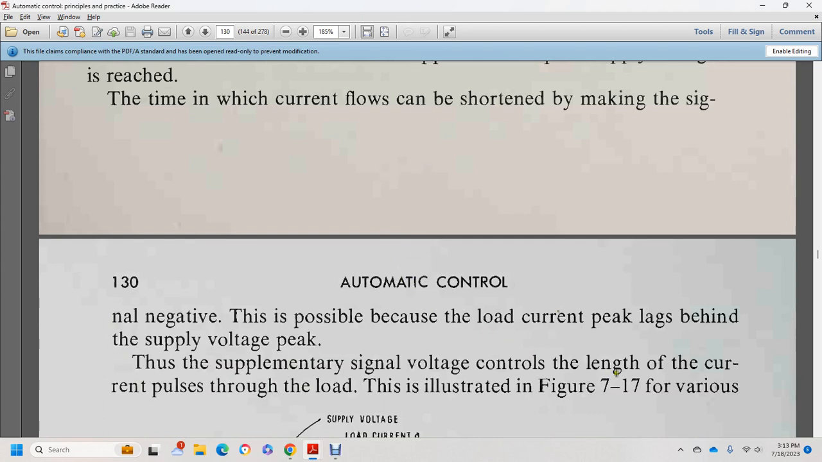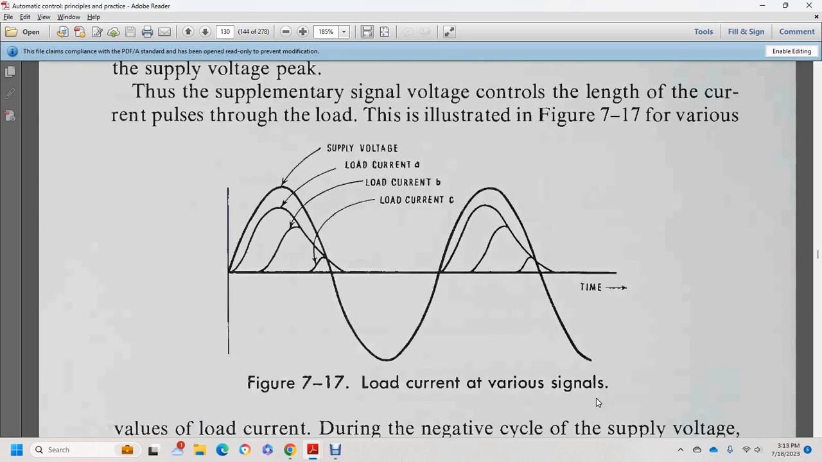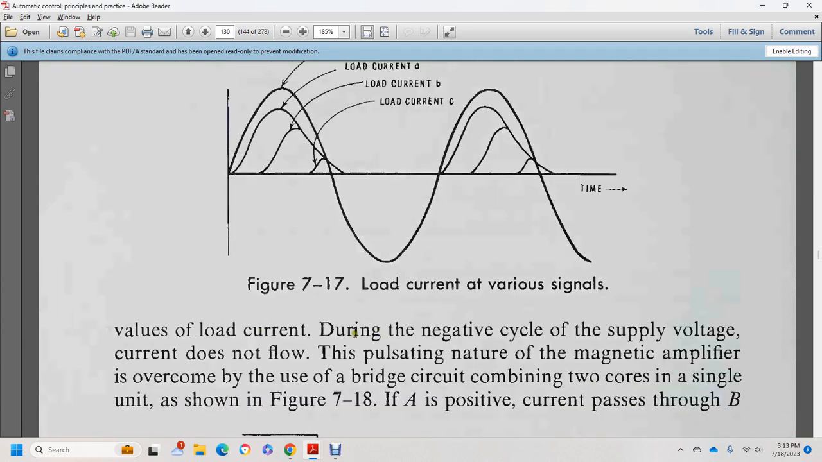Supplementary signal voltage controls the length of the current pulse through the load, as illustrated in figure 7-17. It shows the supply voltage and the load current at A, B, and C. During the negative cycle of the supply voltage, current does not flow. The pulse nature of the magnetic amplifier is overcome by a bridge circuit combining the two cores of the signal unit, shown in figure 7-18.